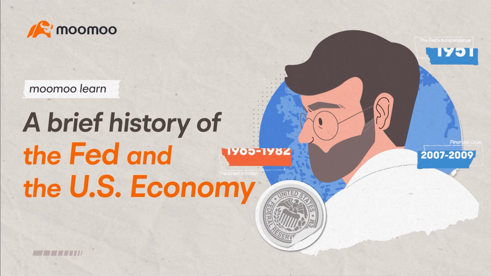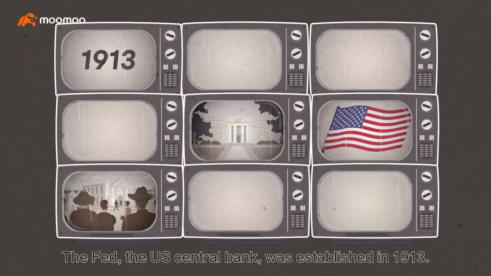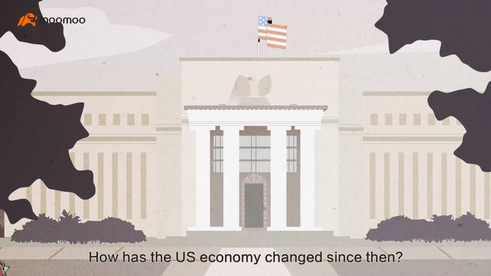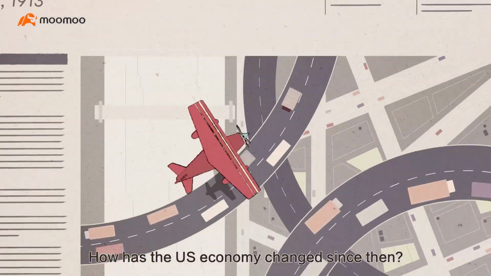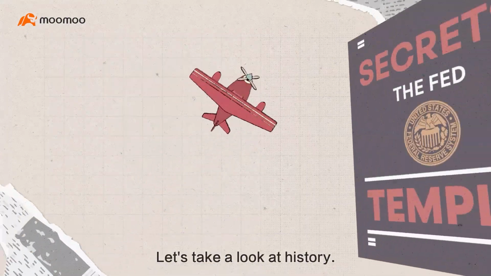A brief history lesson on the Fed and U.S. economy. The Fed, the U.S. central bank, was established in 1913. How has the U.S. economy changed since then? And what role has the Fed played? Let's take a look at history.